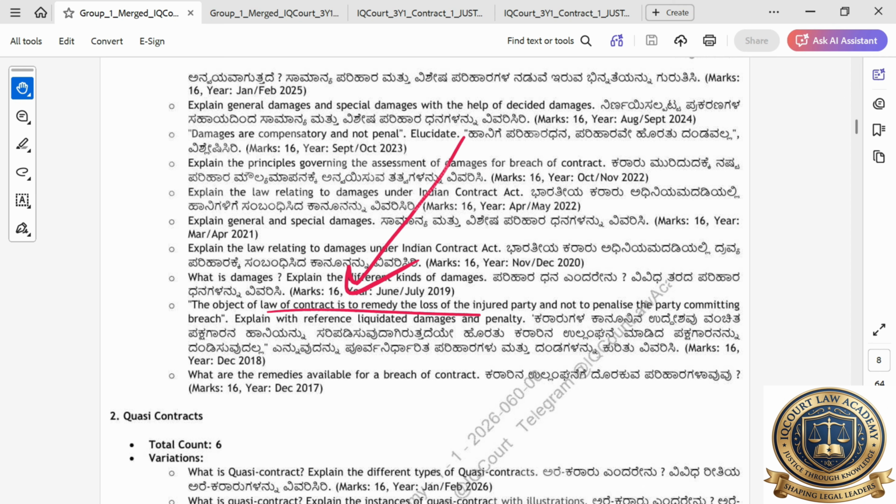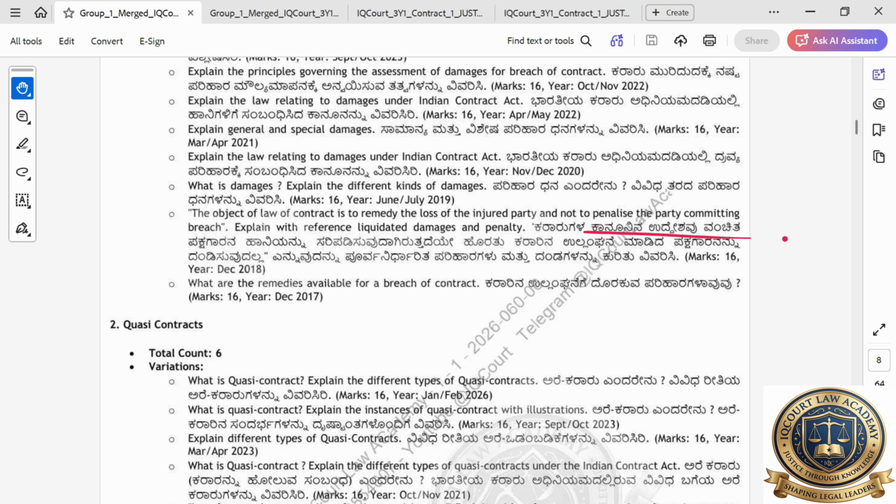Object of law of contract is to remedy the loss of the injured party, not to penalize the party committing the breach. Explain with reference. Liquidated damages and penalty.